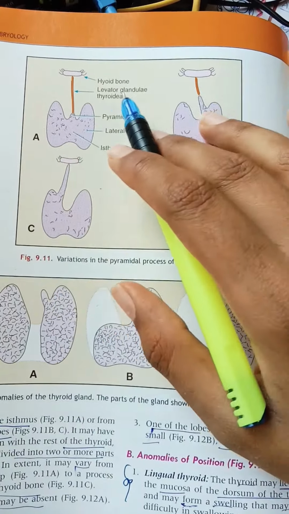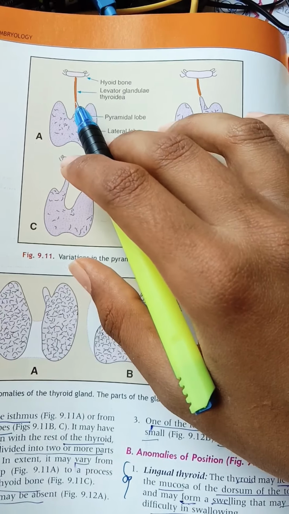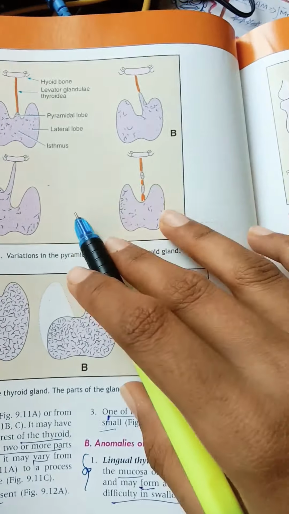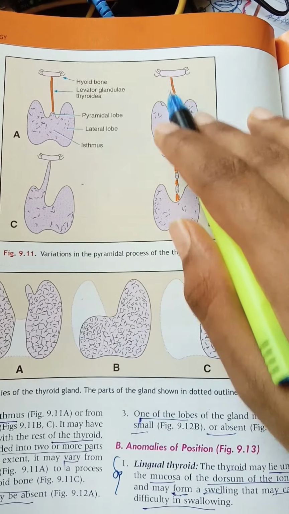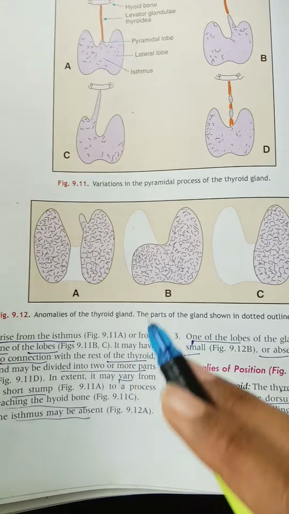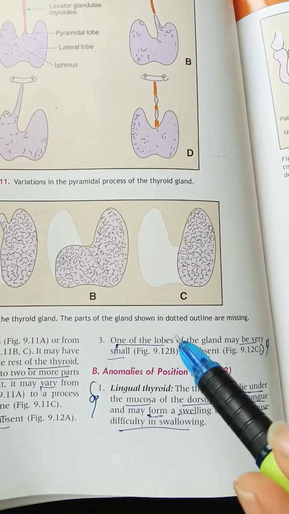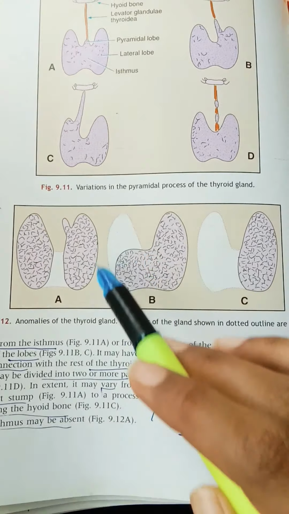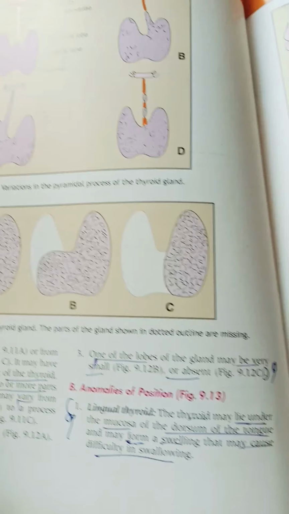So if we check out the structures, we can see the variations in the pyramidal process of the thyroid gland. You can see this is the hyoid bone, this is the levator glandulae thyroideae, this is the pyramidal lobe, the lateral lobes, and the middle isthmus. So B, this structure you can see is abnormal, and C, yes, these are abnormal. Anomalies of the thyroid gland: the parts of the gland shown in dotted outline are missing. So sometimes this dotted outline may be missing, and it is an anomaly.